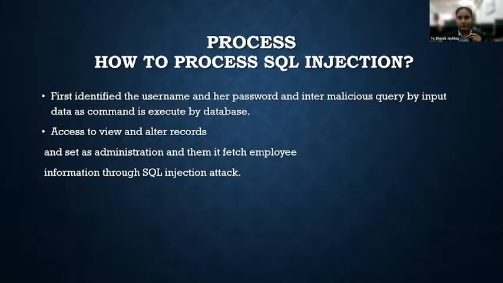How does SQL injection proceed? First, the attacker identifies the username and password and enters a malicious query as input data, as a command, and the SQL is executed by the database. Access is gained to view and alter records and set an administrator, and then it fetches employee information through the SQL injection attack.